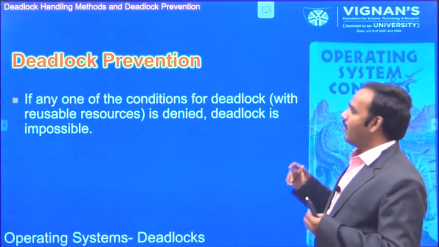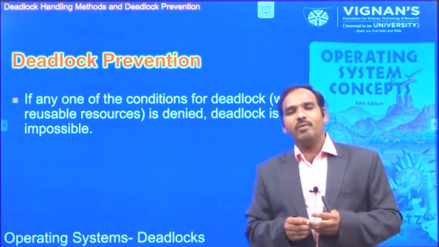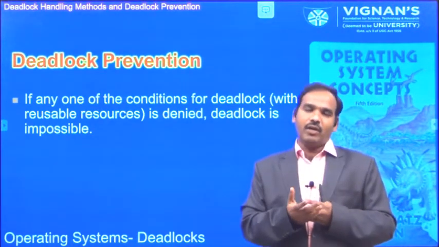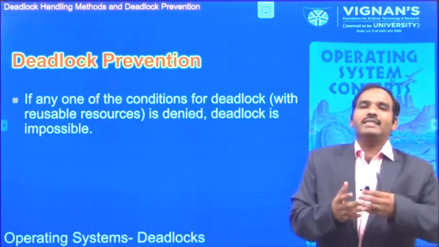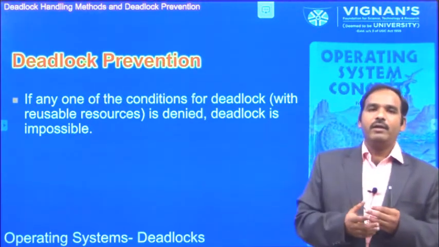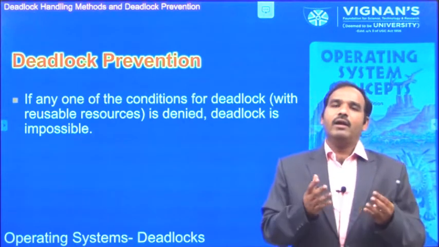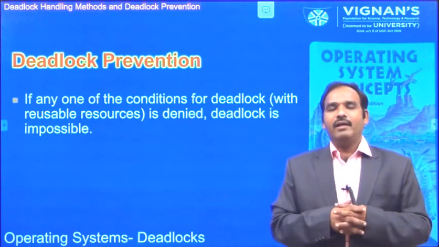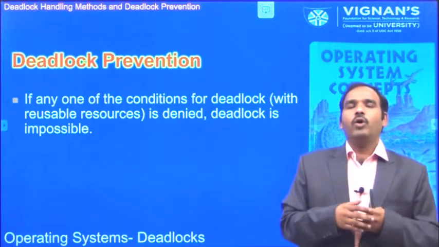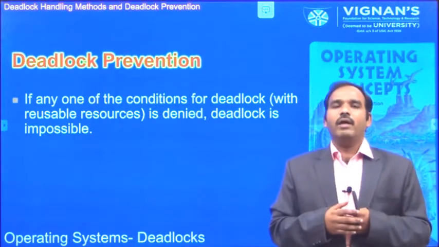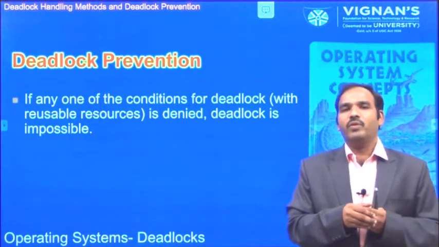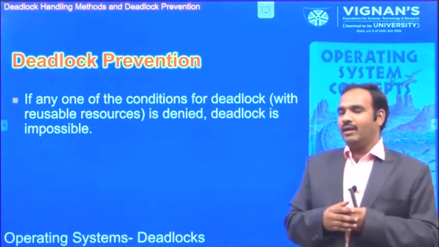And coming to deadlock prevention. What is deadlock prevention? If any one of the necessary conditions of deadlock is denied or disabled, definitely we can prevent the deadlock. So let us see what the different protocols, rules and conditions are that we can put on the system to eliminate the deadlock.